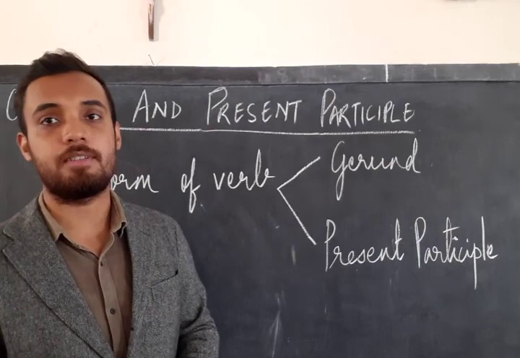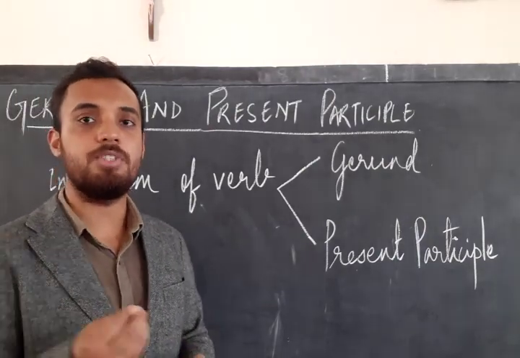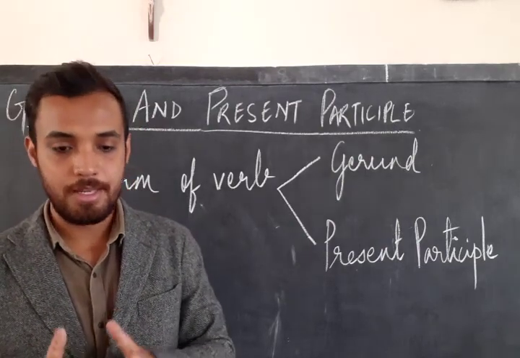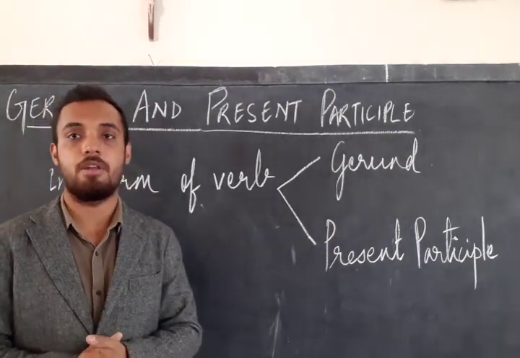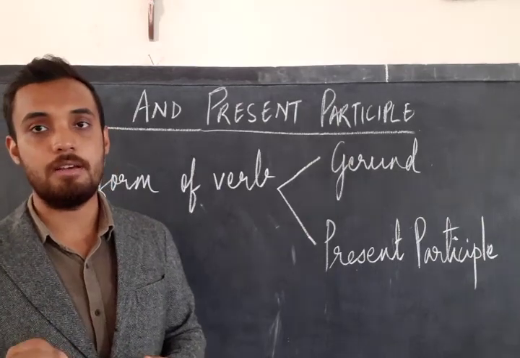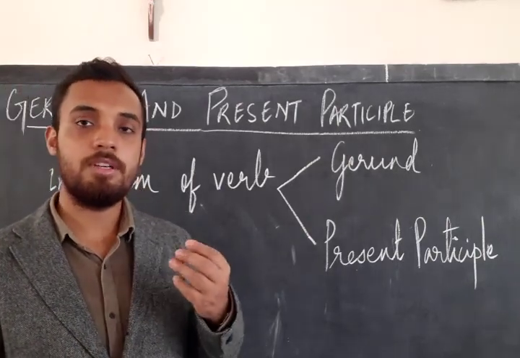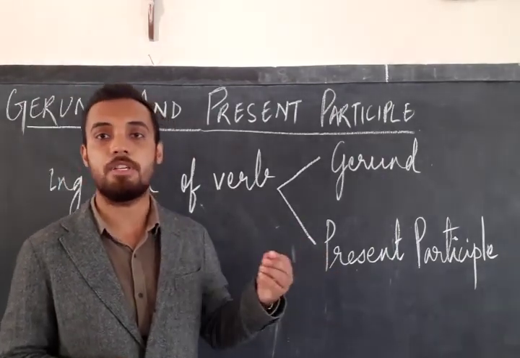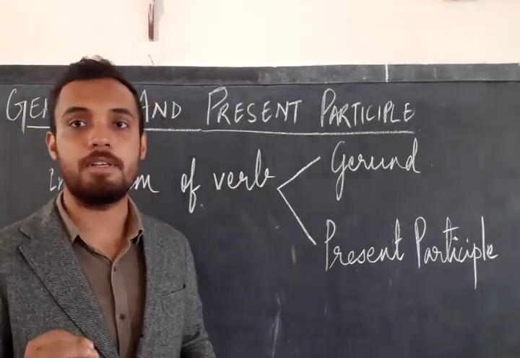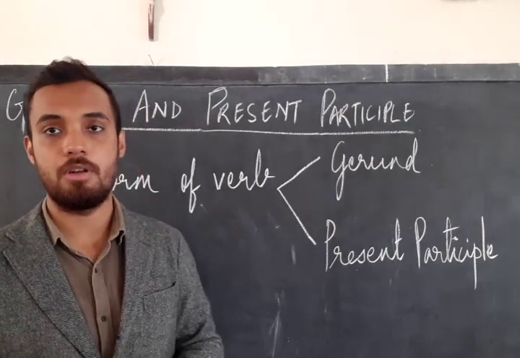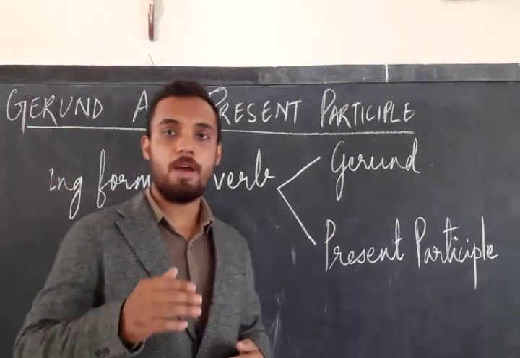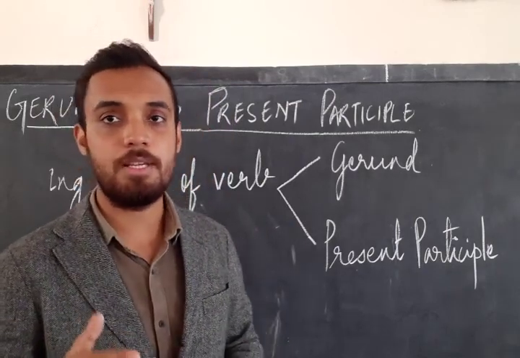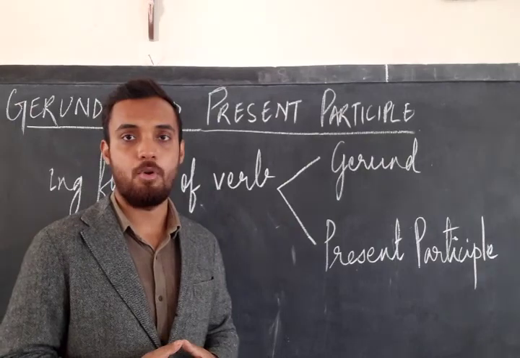Now what is the difference between a gerund and a present participle? The difference is the function in a sentence. How does a gerund function in a sentence and how does a present participle function in a sentence? The main difference is the function. Okay, so now I am going to write down certain points, certain rules which will be easy for you to understand.